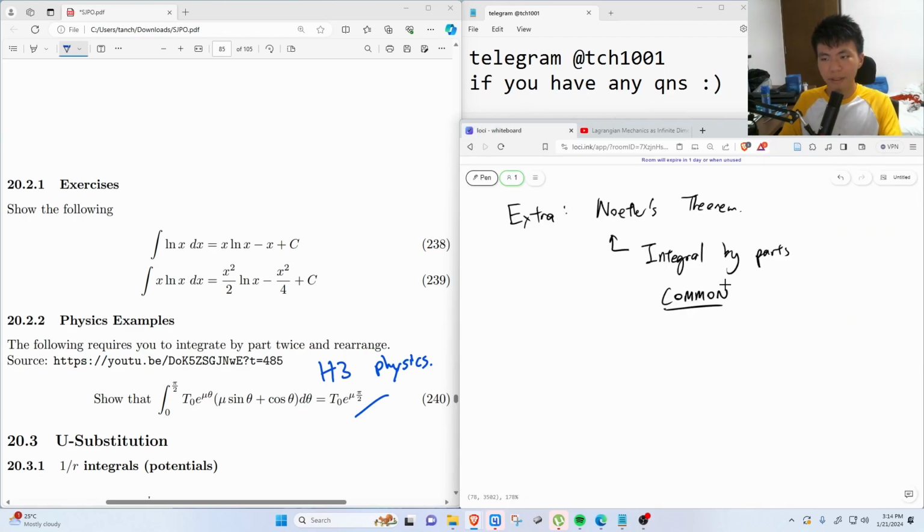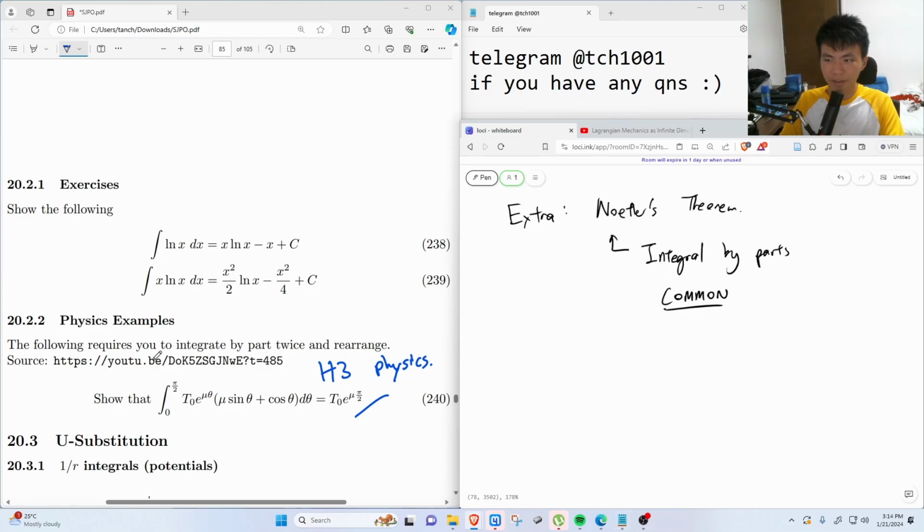But roughly speaking, Noether's theorem tells you that every conserved quantity arises from some continuous symmetry of the system. And typically, in the derivation of this conserved quantity, like momentum, energy, or angular momentum, we use integral by parts.